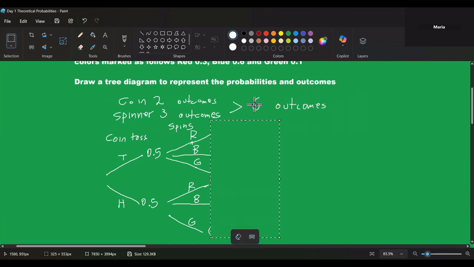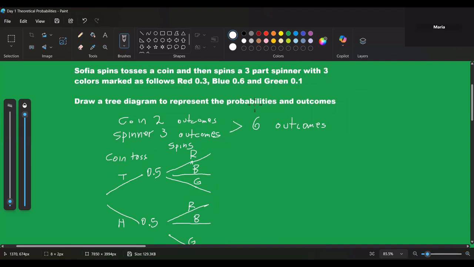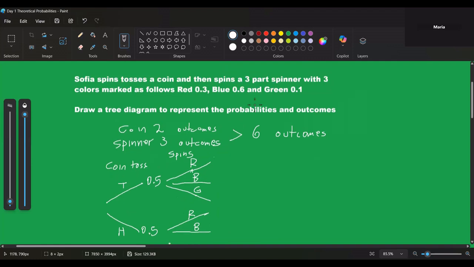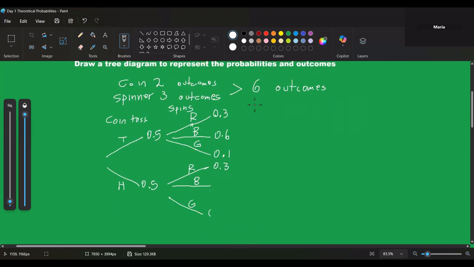Okay, so now let's go to the individual probabilities. Red was how much? Red was 0.3, right? Yes. 0.3 for red, 0.6 for blue, and 0.1 for green. We assume that in the spinner all the probabilities will add up to 1. Good. They should be complementary like that. Now it fulfills what we said about the outcomes. How many outcomes do we have? 6. So the tree is well drawn.